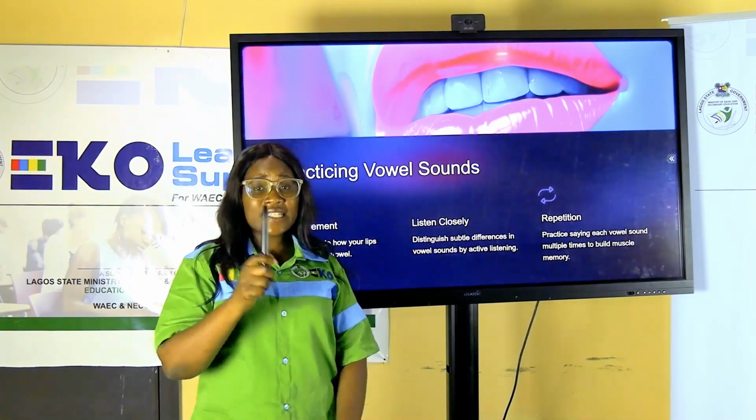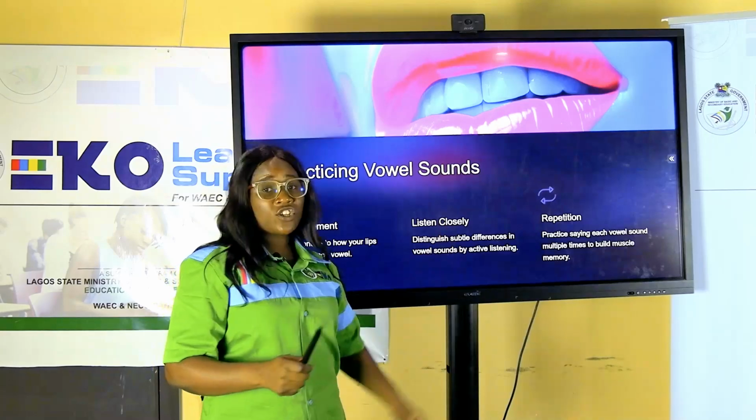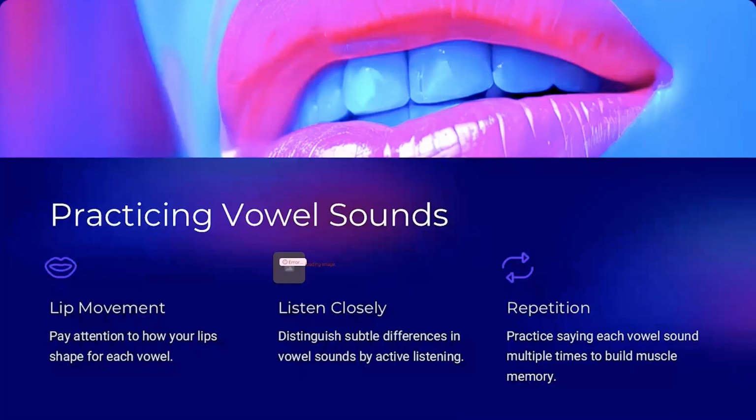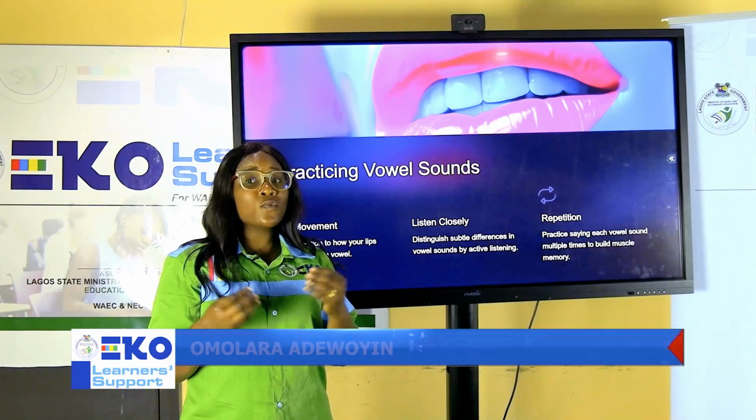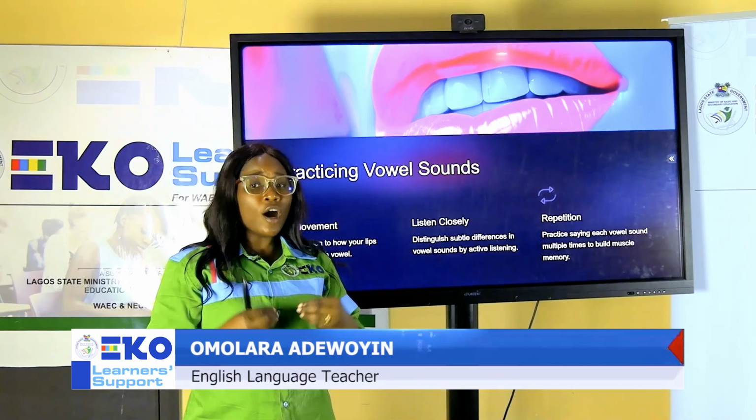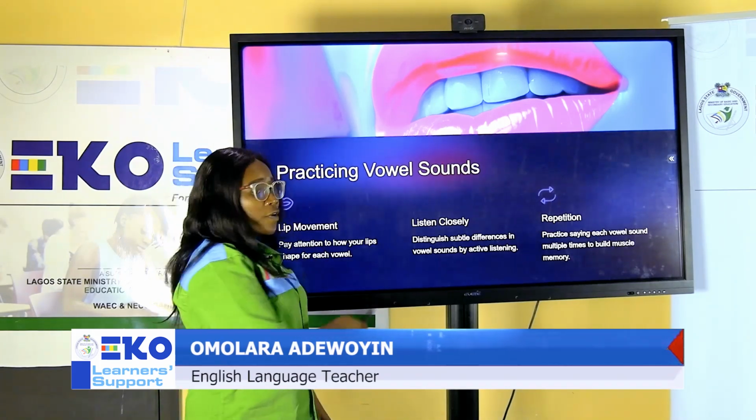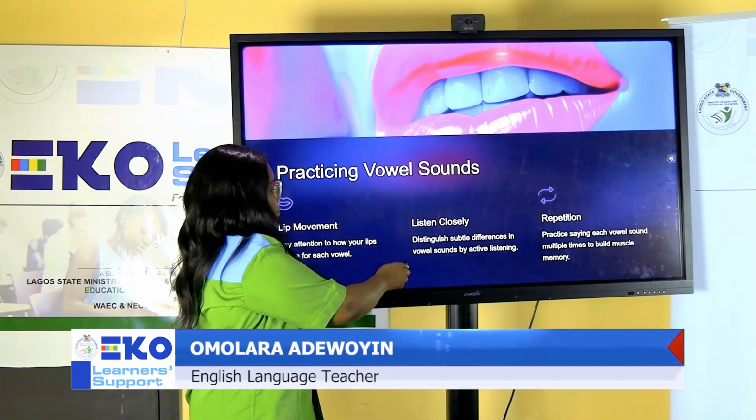Also, I said at the start of the class that repetition is the key to learning. Repetition is the mother of all learning. Practice saying each vowel sound multiple times to build muscle memory. Practice it as many times as you can. Doing it once in a while would not help, but come to it over and over again. I hope these tips help you.